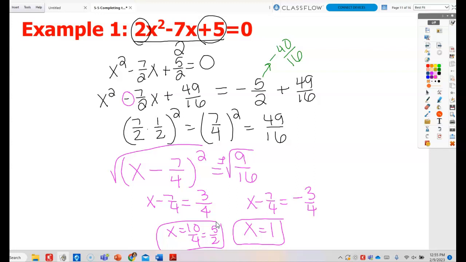Getting rational numbers, such as 5/2 or 1, meant that this was actually factorable.